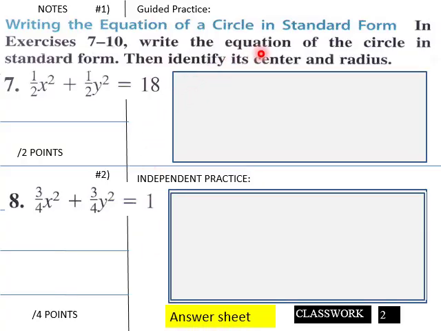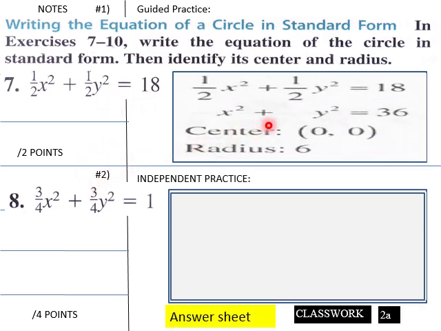So let's try one here: write the equation of a circle in standard form, then identify its center and radius. Students, this one down here is yours. I'll do this one in class. We have 1/2 x squared plus 1/2 y squared equals 18. We've got to get rid of this fraction, so we multiply it through by 2. We end up with x squared plus y squared equals 36. So our center is at (0, 0), and we have a radius of 6 for our circle from this equation here.